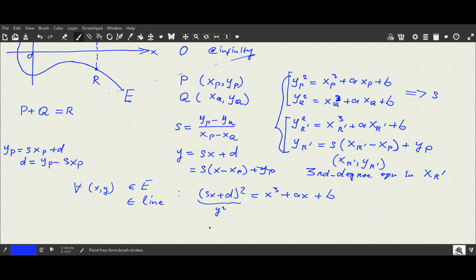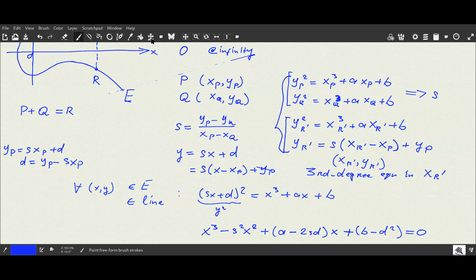Or moving all terms into the left hand side, well, into the right hand side, and then swapping the left hand side and the right hand side, we would eventually get x cubed. The quadratic term is only formed by sx plus d squared. Therefore, it would be minus s squared x squared, correct? Plus a minus 2 times sd x plus b minus d squared equals to 0.